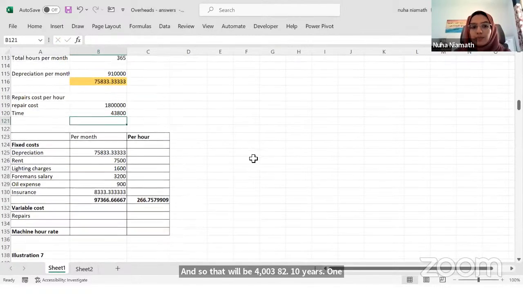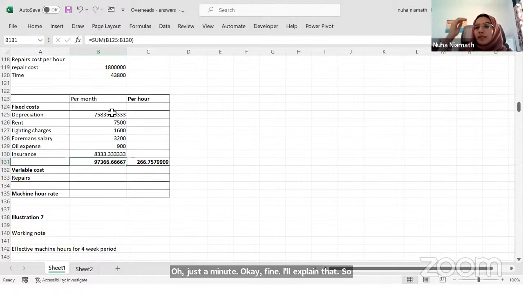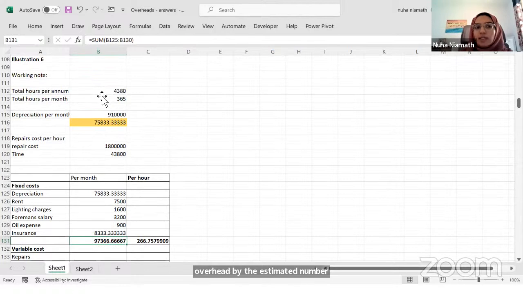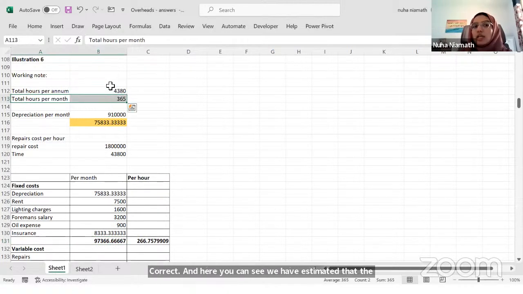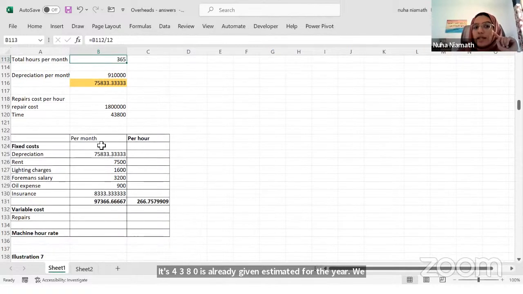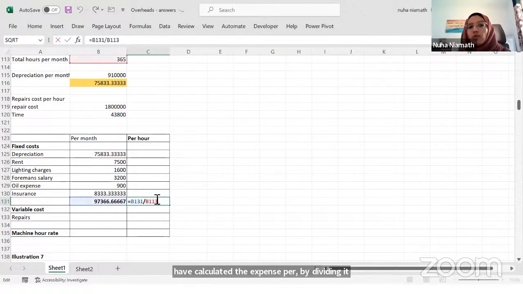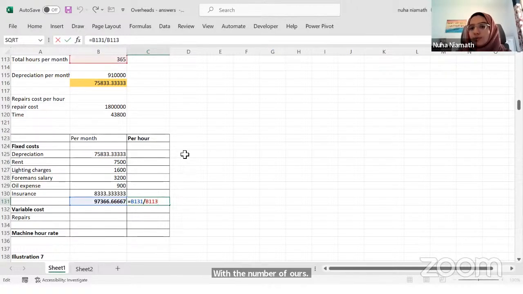Amal Krishna, 266. Just a minute. Okay, fine. I'll explain that. So what is the method we are following to calculate a machine hour rate? As I told you, it is the estimated overhead divided by the estimated number of hours. Correct? And here, we have estimated the number of hours that the machine will be put to use. It's 4,380, already given, estimated for the year. We have brought it down for the month. Then we calculated the expenses for the month and we have calculated the expense per hour by dividing it by the number of hours, 365. Because 365 is the number of hours it will be put to use in a month. Amar Krishna, does that clarify or are you still confused?